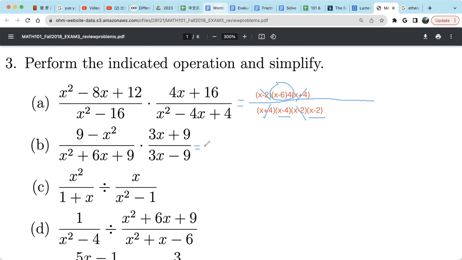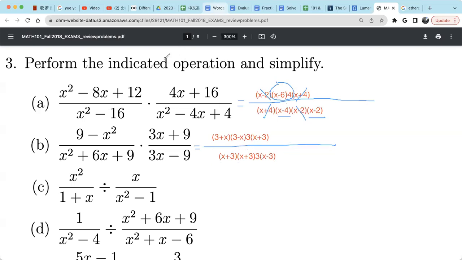This one, in a similar way, let's put them in factored form. 9 minus x squared, difference of two squares, 3 plus x times 3 minus x. 3x plus 9, let's factor out 3. Then we have x plus 3. Denominator, the first one is a perfect square, it's x plus 3 times x plus 3, right? X squared plus 6x plus 9, that's x plus 3 squared. Then factor out 3 from 3x minus 9, I have x minus 3.